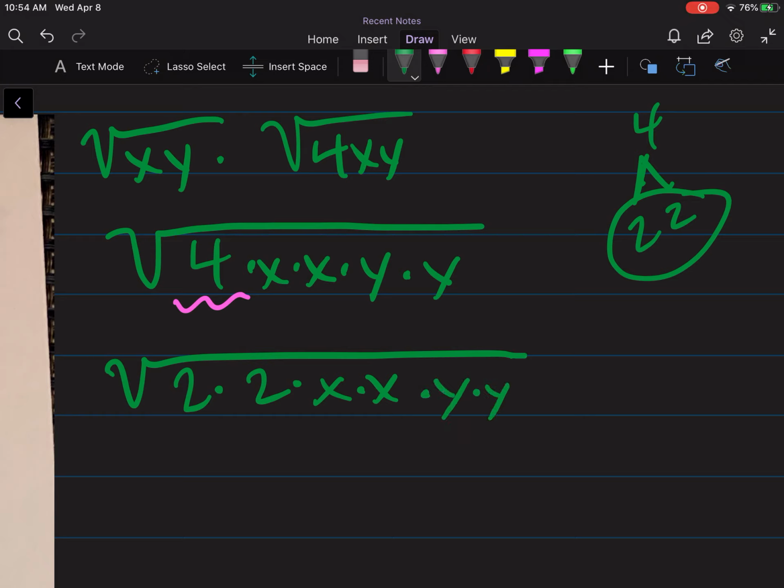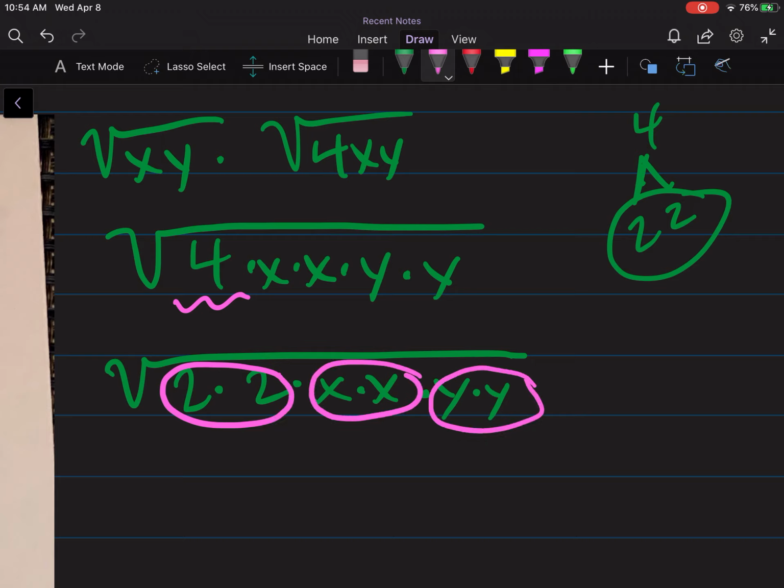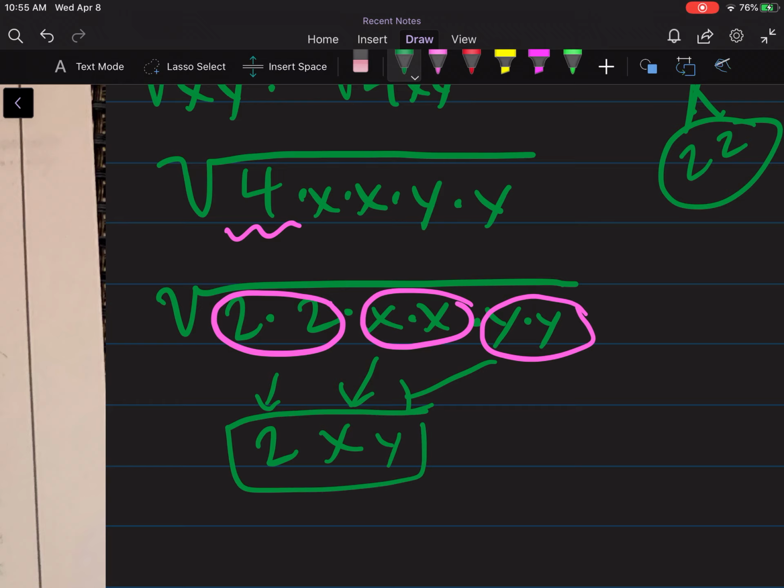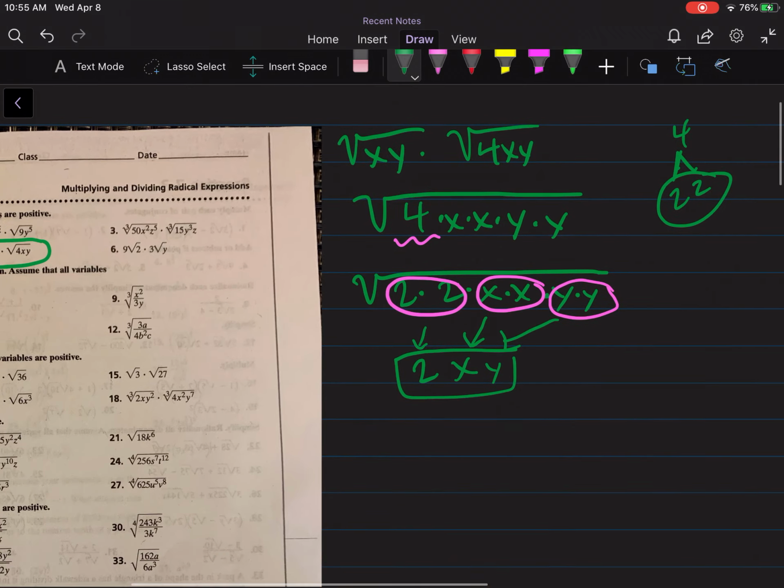Now I'm going to look for pairs here. This 2 times 2 here. I have this x times x there, and this y times y there. So I get 3 pairs. So everything that's a pair, I'm going to write one of those pairs on the outside of the house. So I have a 2, I have an x, and I have a y. And that is your answer for number, what was that, 5?